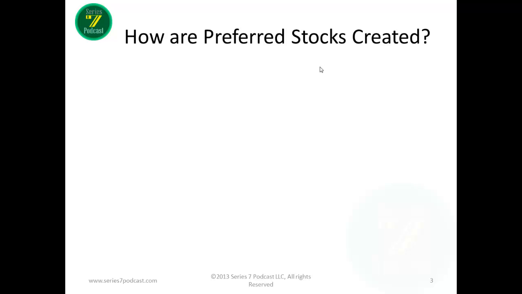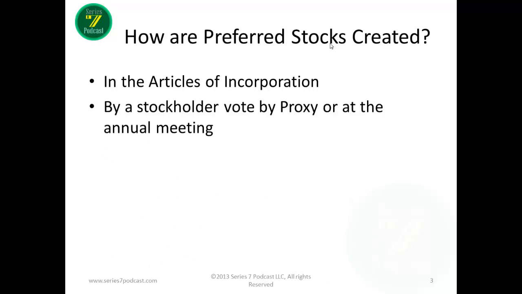Well, how are preferred stocks created? You can do it right in the beginning. When you're forming a corporation, you can set up a preferred stock as a class of stock in the Articles of Incorporation. That's usually not done too often. People don't think that far ahead when forming new corporations. So the other way we do it, and we talked about this in the last episode, is by a stockholder vote at the annual meeting. And you can vote either in person or by proxy at the annual meeting.